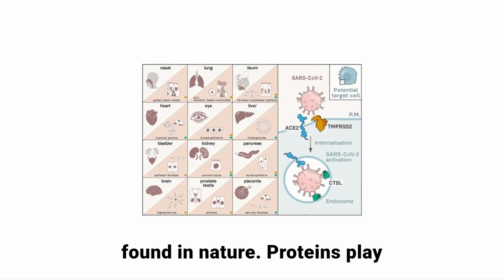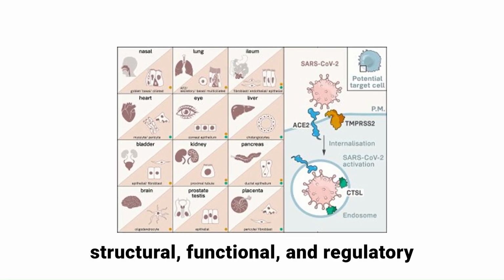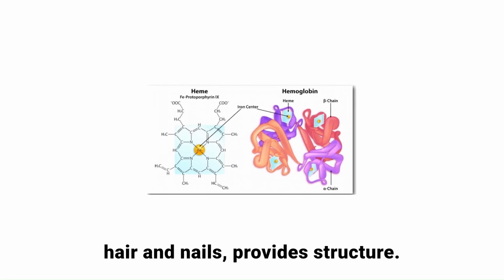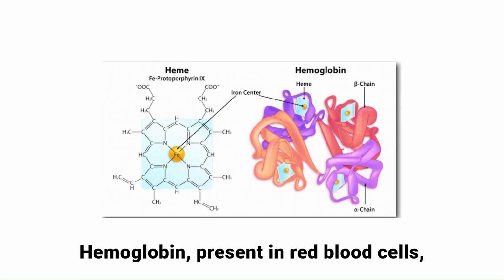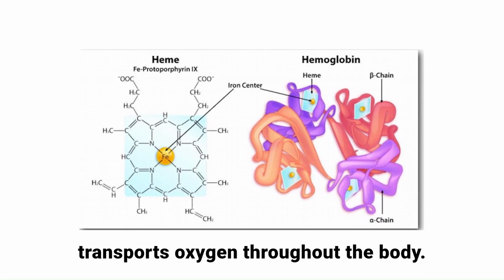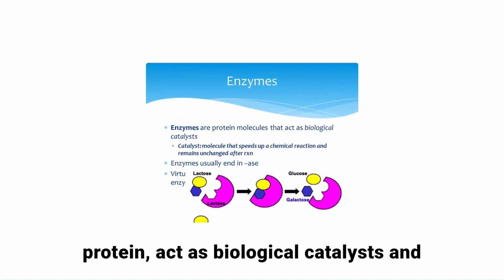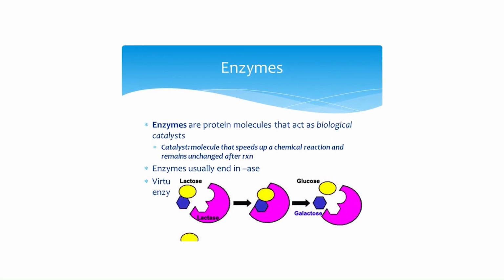There are 20 standard amino acids, and the endless combinations of these amino acids lead to the enormous variety of proteins found in nature. Proteins play structural, functional, and regulatory roles. Keratin, found in hair and nails, provides structure. Hemoglobin, present in red blood cells, transports oxygen throughout the body. Enzymes, which are a specific type of protein, act as biological catalysts and speed up chemical reactions.